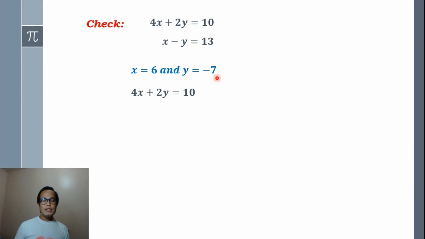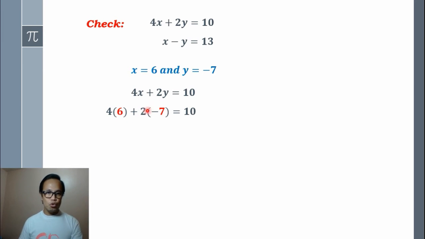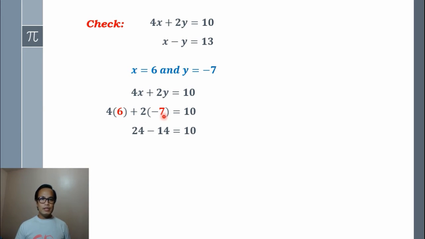Equation 1 is 4x plus 2y equals 10. We substitute the values. 4 times, instead of writing x, we change that with 6, plus 2 times, instead of writing y, we change that with negative 7. Then simplify. 4 times 6 is 24, and 2 times negative 7 is negative 14. Then 24 minus 14 is equal to 10. So that is 10 is equal to 10. So we got a balanced equation for equation 1.